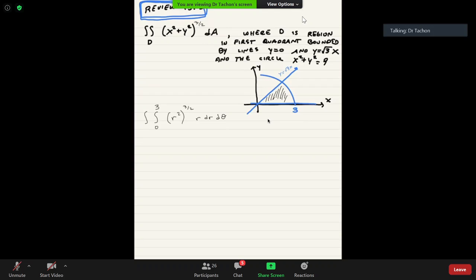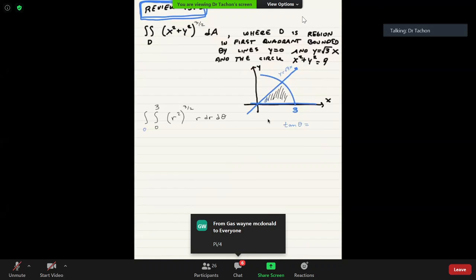So remember that, we need our theta bounds. Our theta definitely goes from 0 to where? So we need to know what that angle is, don't we? And how do we figure it out? Do you remember that tangent theta?